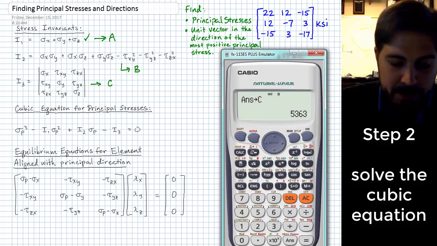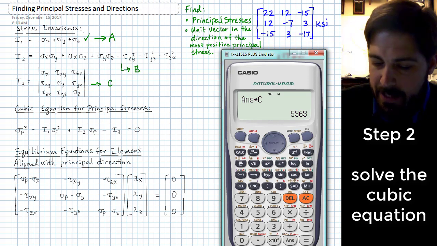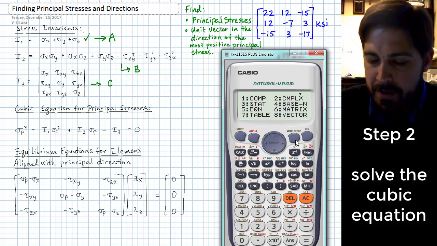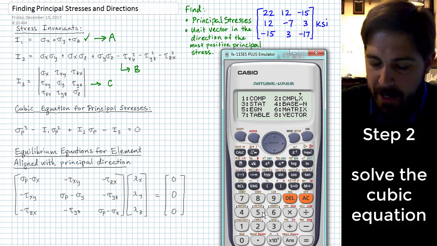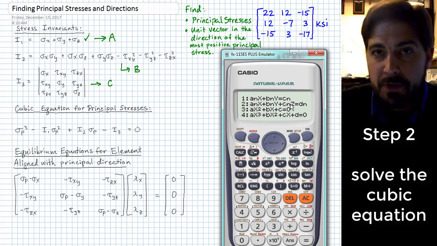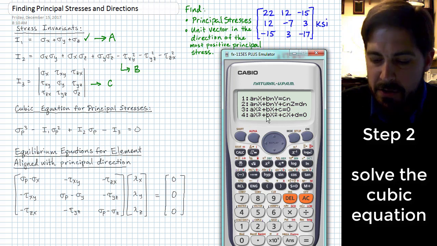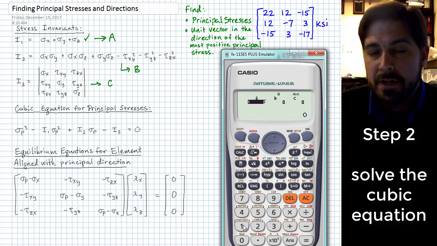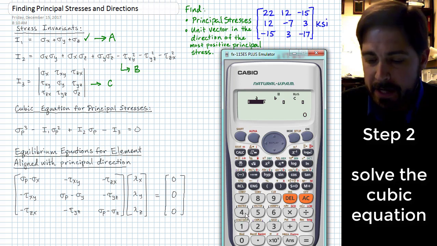Now I have each of these stored into A, B, and C. So I can pull up this calculator again, and we can go into a different mode. In the equation mode, number 5 in the mode menu, it gives us several different types of equations that can be solved, and one of them is a cubic equation, option number 4. What we have to enter here are the coefficients for the cubic equation, where all of the terms are on the left side and there is a 0 on the right side.